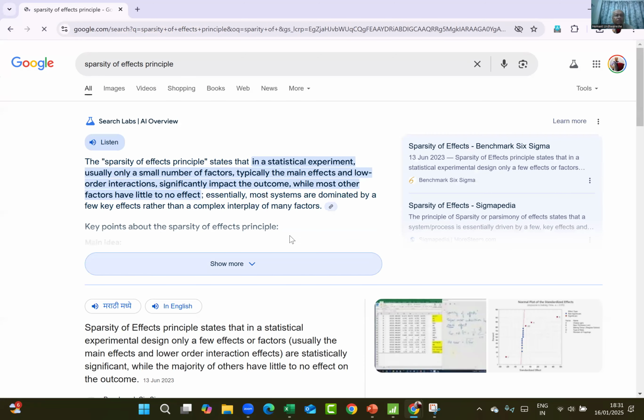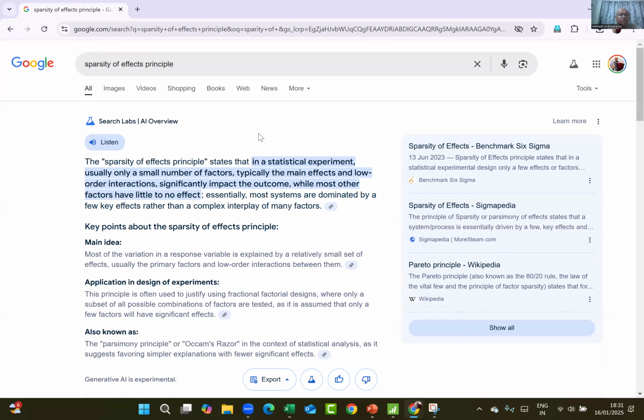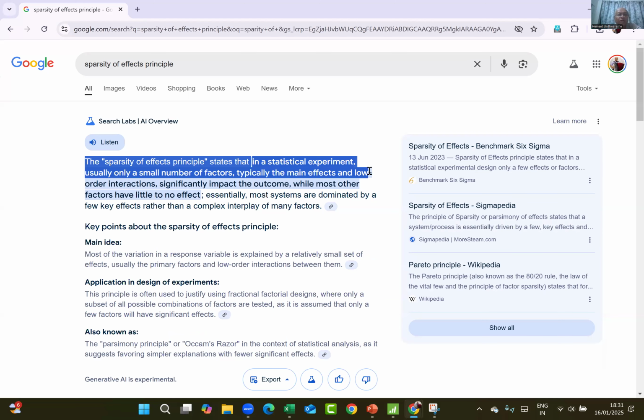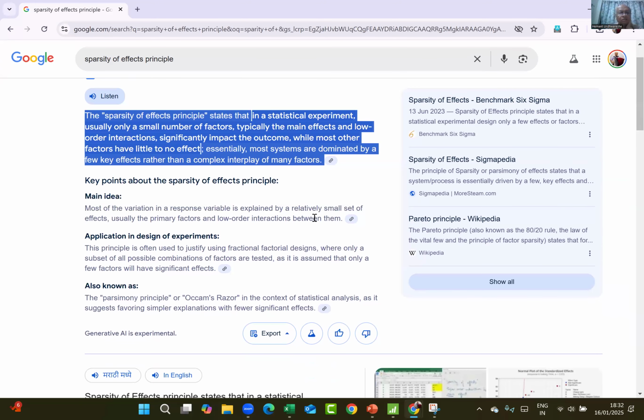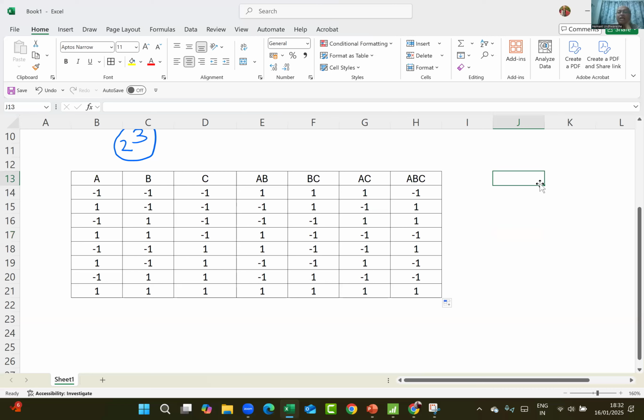Sparsity of effects principle. So the sparsity of effects principle states that in a statistical experiment, usually only a small number of factors, typically main effects and low order interactions, significantly impact the outcome, while most other factors have little or no effect. Essentially, most systems are dominated by a few key effects rather than a complex interplay of many factors. That means complex interactions are generally not high and not significant. If I use this idea, that means ABC is likely to be a small effect.